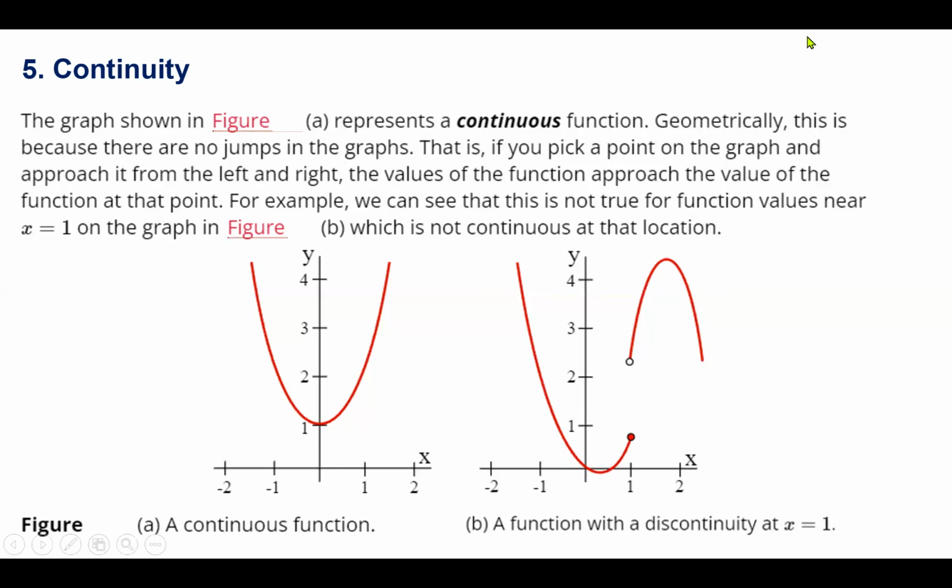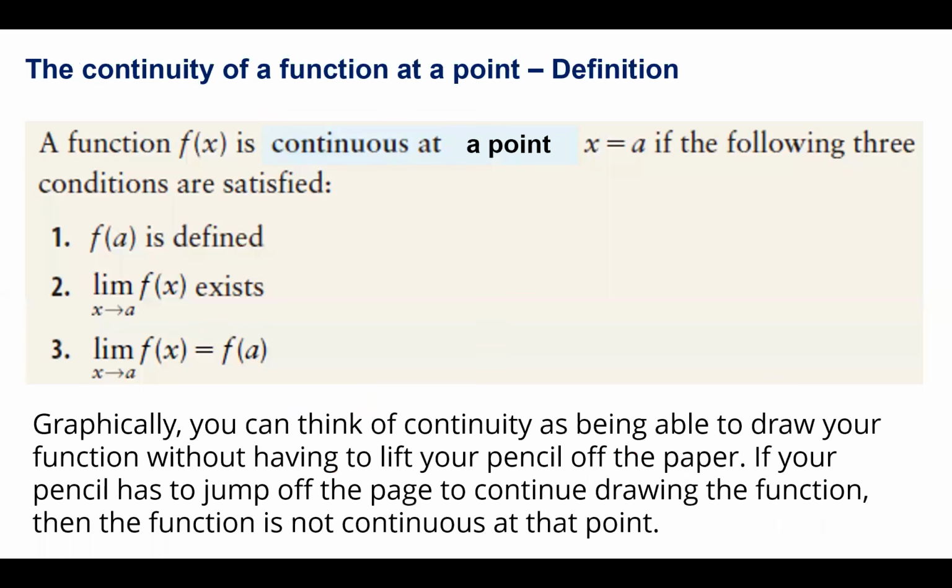Okay, so this is an intuitive concept of the continuity of a function at a certain point, right? At x equals 1, the left function is continuous. The right function shown here is not continuous. So let's look at a more rigorous way to define the continuity of a function at a certain point. A function f(x) is continuous at a point x equals a if the following three conditions are satisfied.